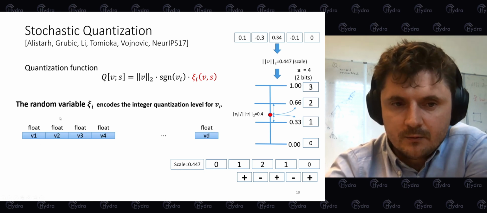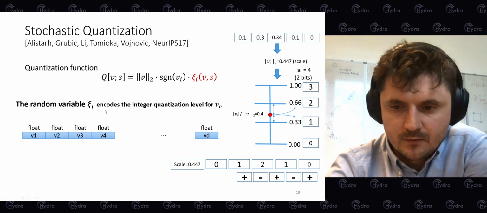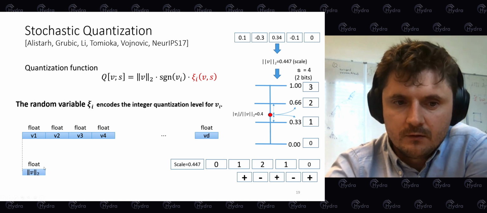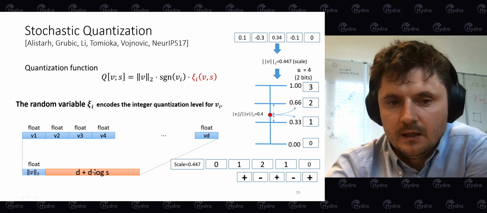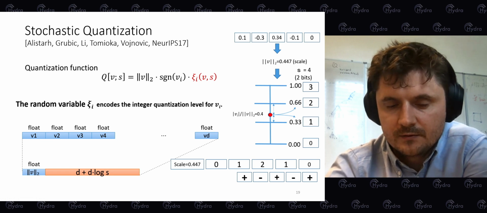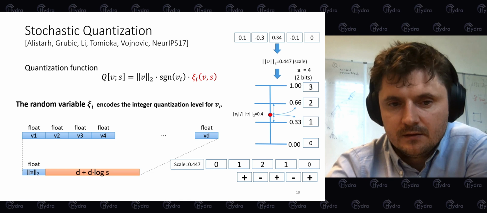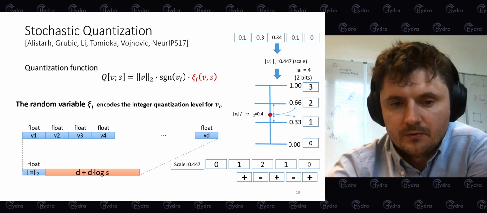But basically, what I would get in a rough fashion is 32 times d, which is what I had before, which gets mapped onto one float for the scaling factor, this 2 norm, and then d plus d times log s. So d is for the number of sign bits. I need to keep one sign bit for each entry. And then d times log s, because for each such entry, I will need to encode it into log s bits, which is how many bits I need to encode the level index at which this component landed.